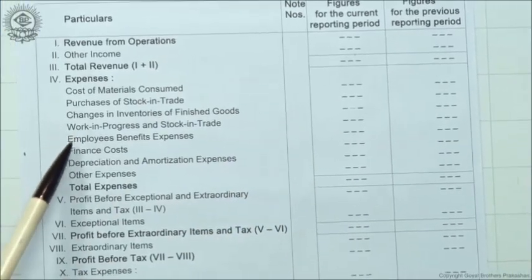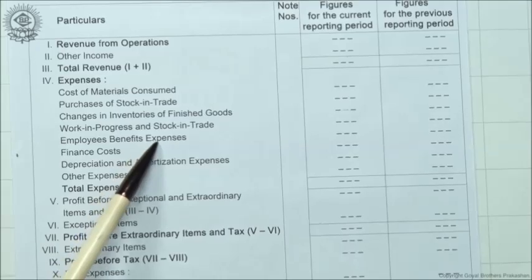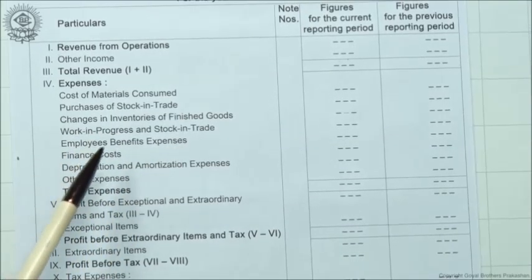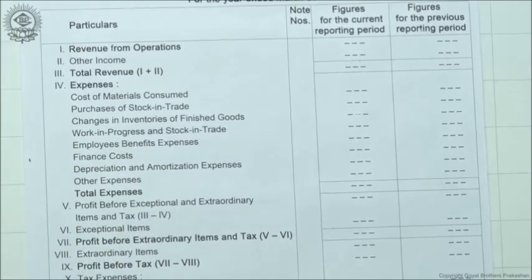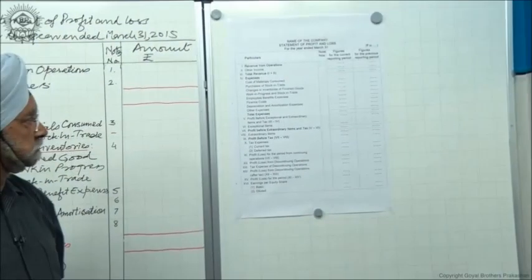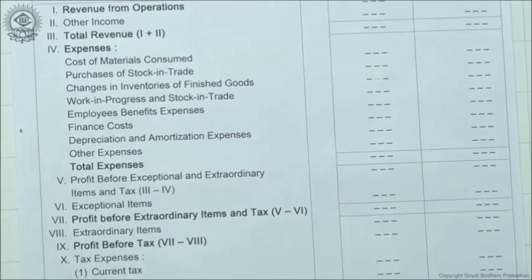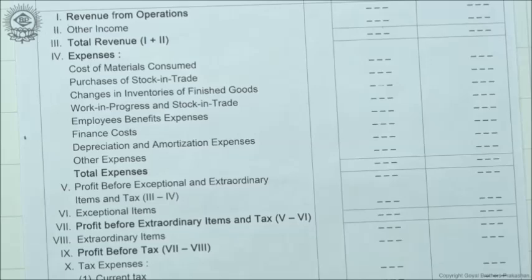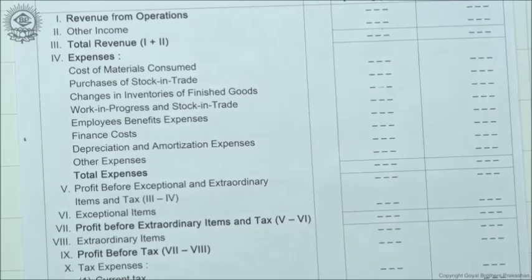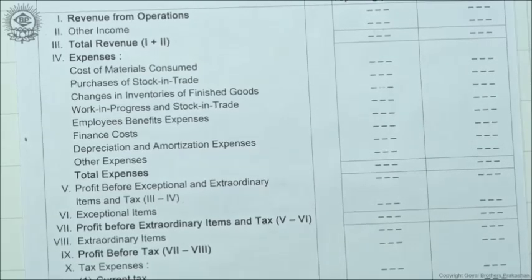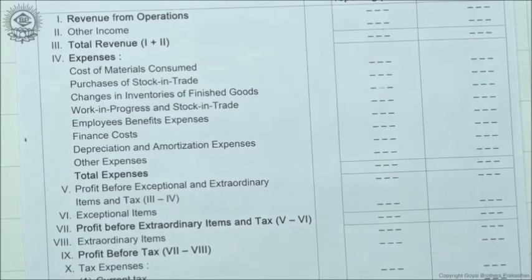Then we have the next important item, which is the major item of expenses, that is employee benefit expenses. You see, employee benefit expenses may be of 2 types, direct expenses and indirect expenses. Finance costs. Finance costs are the costs of interest on loans, interest on debentures, interest paid on any other money borrowed from any source. Right?